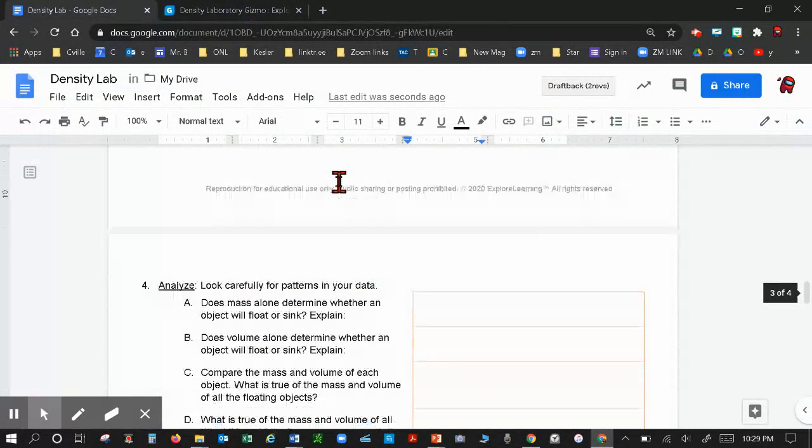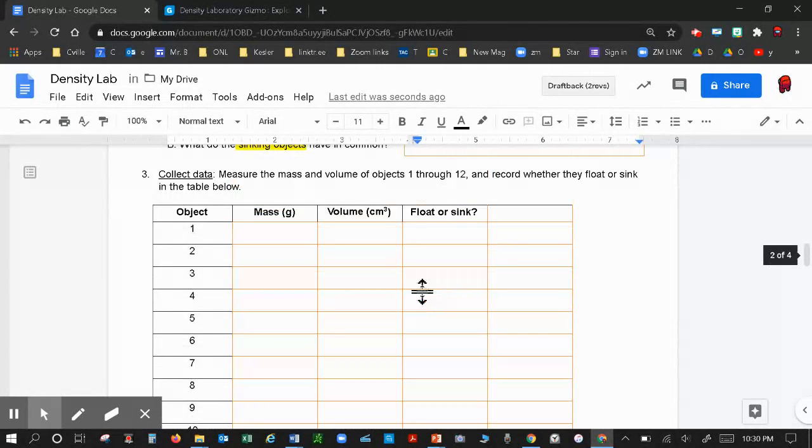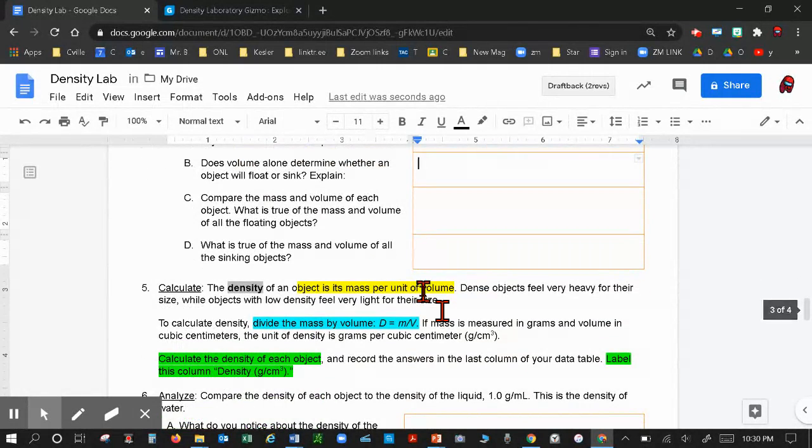Once you get past this part, you're going to start looking for patterns in your data. So, can mass alone tell us whether or not an object will float or sink? Tell me what you think about that. Or volume. Can volume tell us whether or not an object will sink? Look to see if there are any patterns up there.